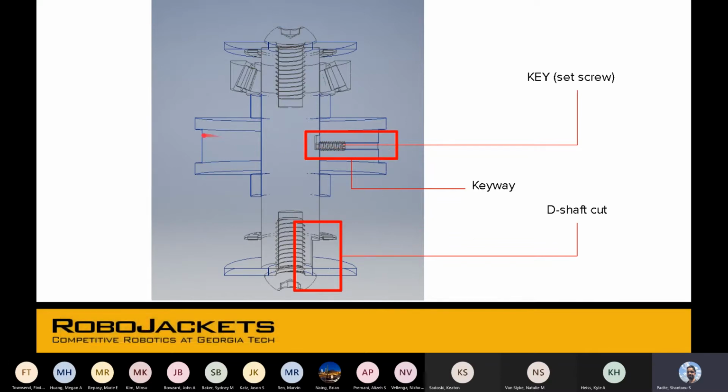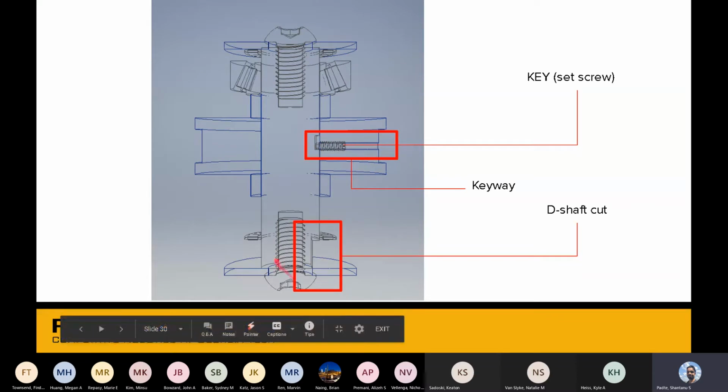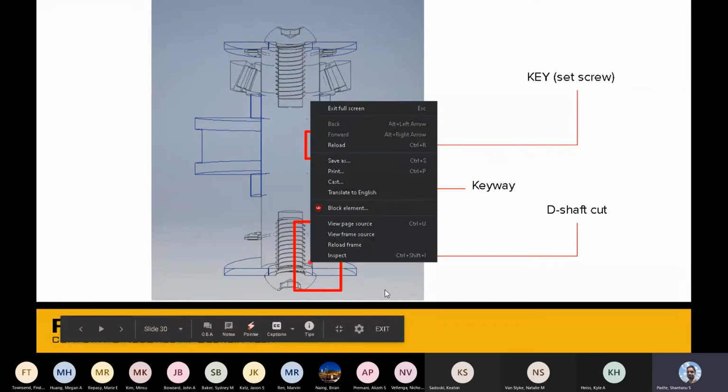Along this central part, there's just this one hole where you can insert a set screw, and there is a small part cut out here so that you can press the set screw against this. There is a D shaft cut down at the end as well, so that it can be pressed into a corresponding D hole.